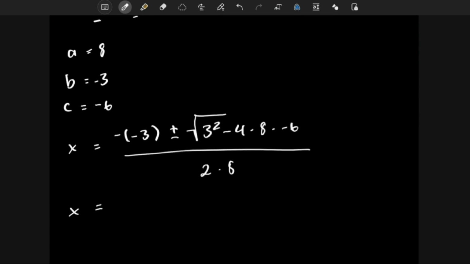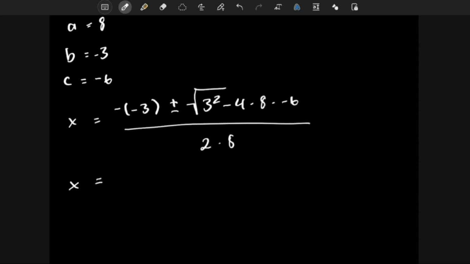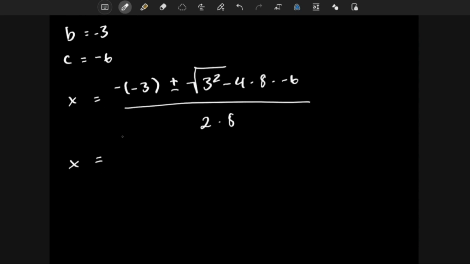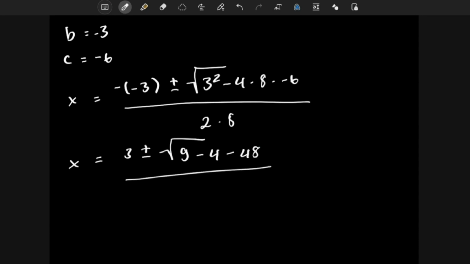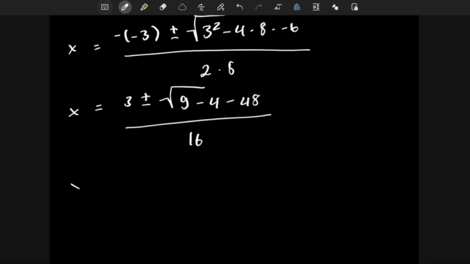Now after you put those in the formula, all you need to do is just calculate or simplify it until you can't do it anymore. So minus and minus would be positive. Eight times negative 6 would be negative 48. And 2 times 8 would be 16. Negative and negative would be positive, so put positive 192.